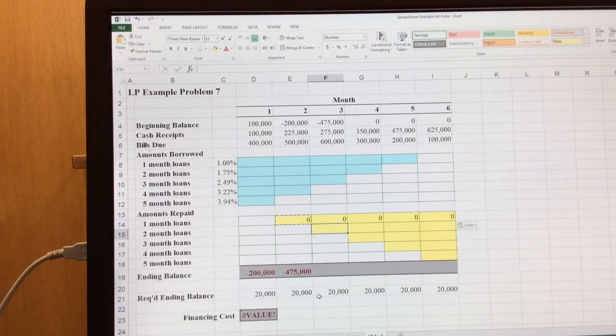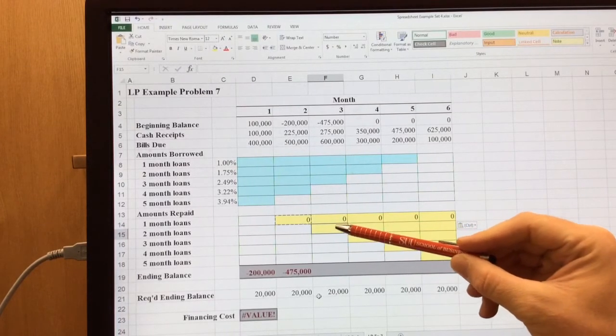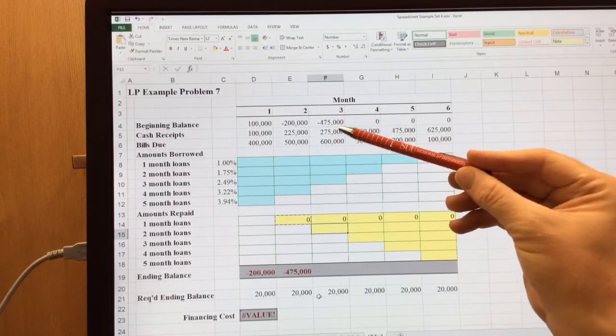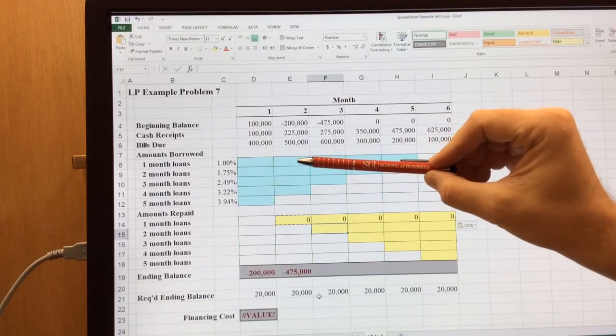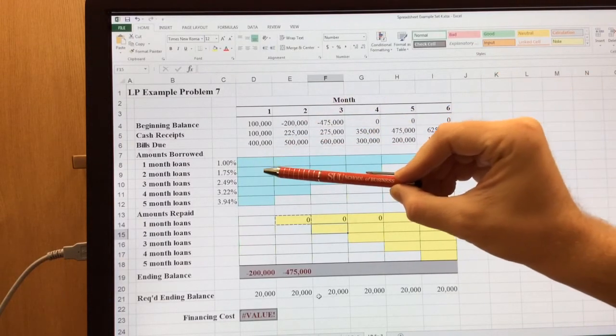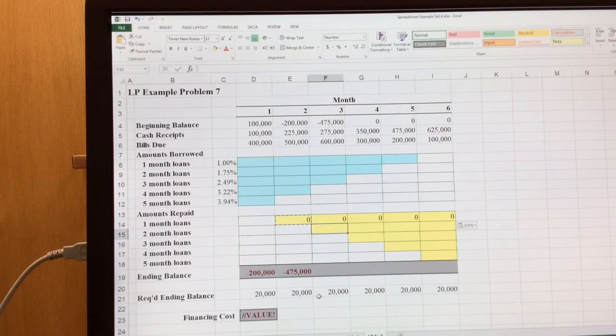All right, so now let's look at this next row. In month 3, we have 2 loans we have to pay back: a 1-month loan we took out in month 2, or a 2-month loan that we took out in month 1. So this is equal to the 2-month loan that we took out in month 1. And how much do we have to pay back? Well, we have to pay back the original amount plus the interest rate. I'm going to anchor that and hit enter. All right, now I can just copy and paste this over.